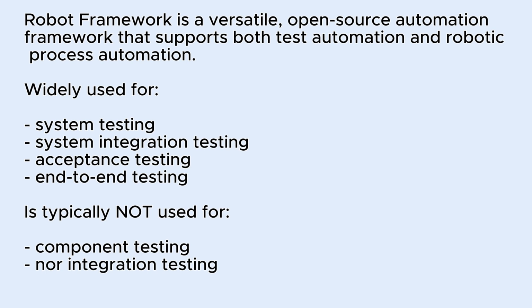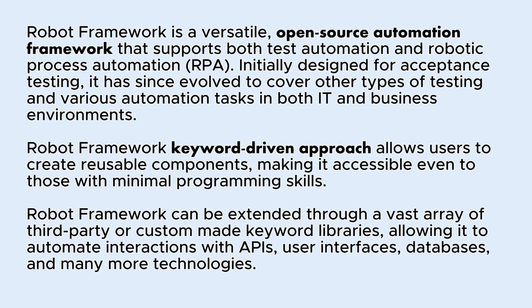I think one of the things that makes Robot Framework really stand out is its keyword-driven approach. So you can think of it like this. Imagine you have a toolbox, right? And it's filled with all these pre-built actions. That's essentially what keywords are. They're reusable components that really lower the barrier to entry when it comes to automation. So even if you don't have extensive programming skills, you can start putting together automated processes.